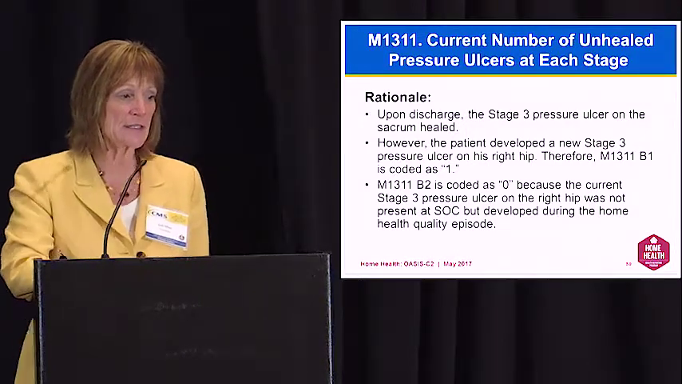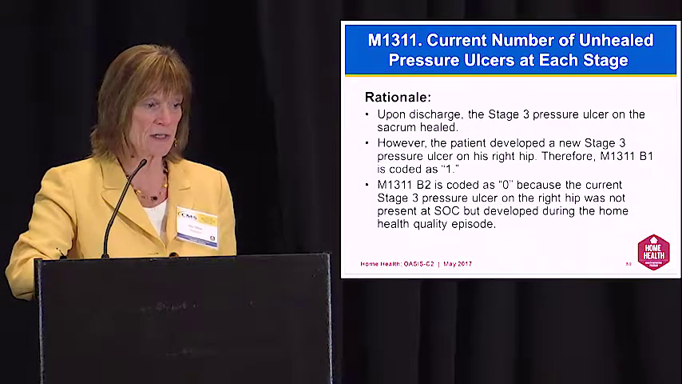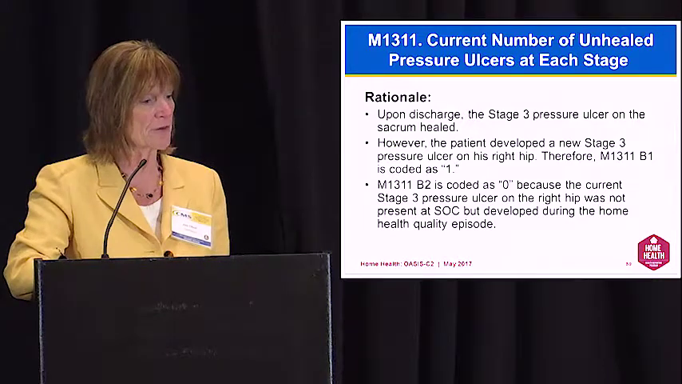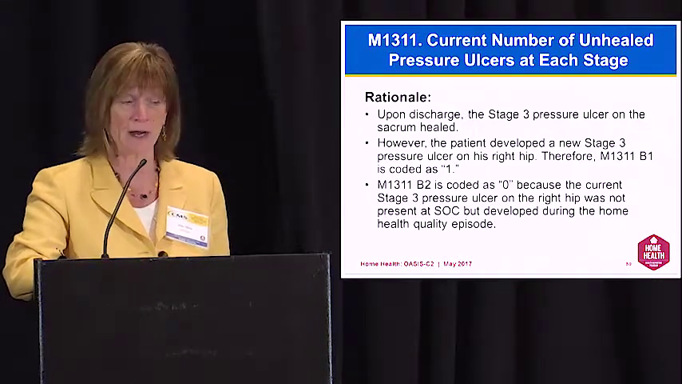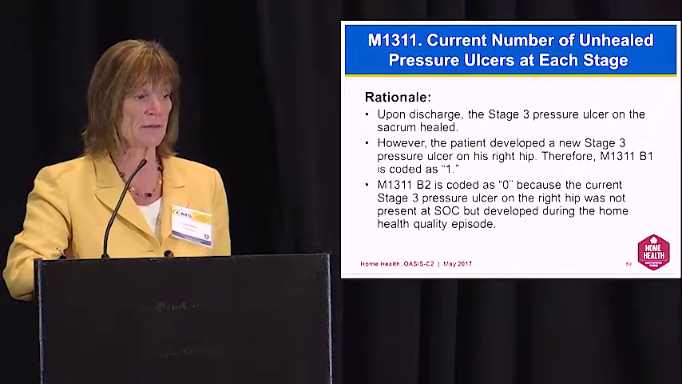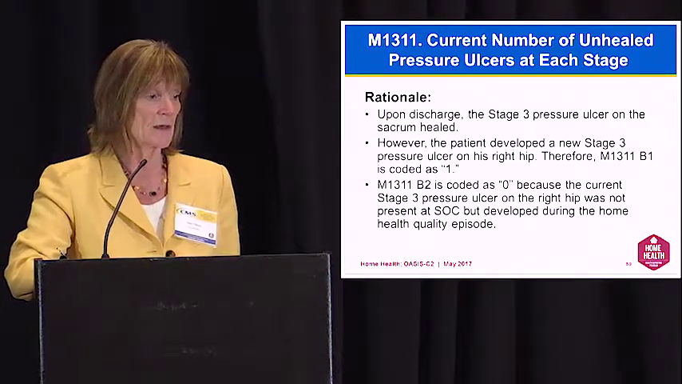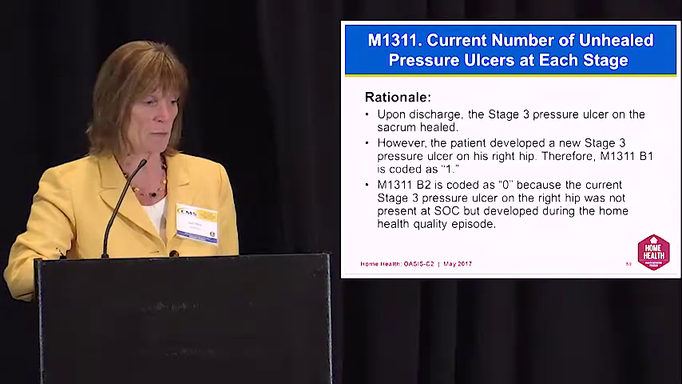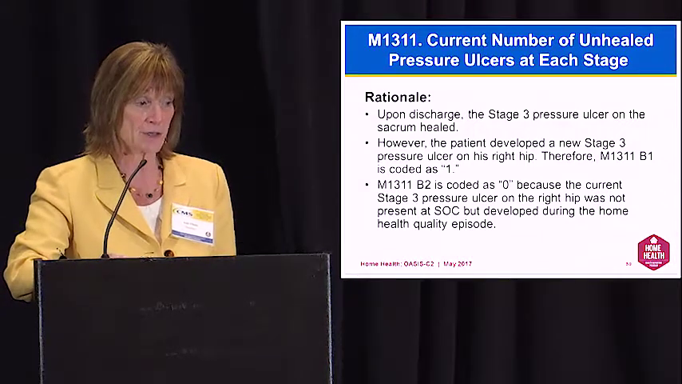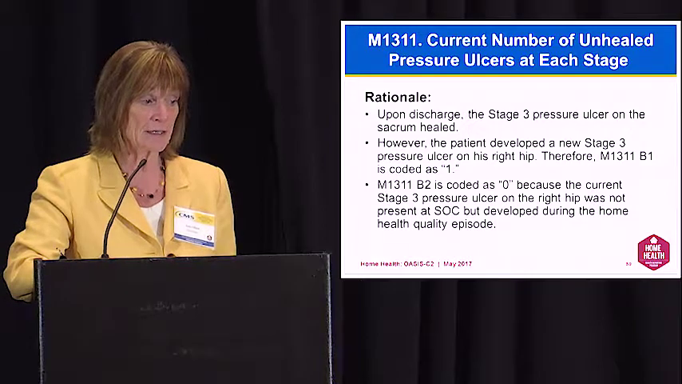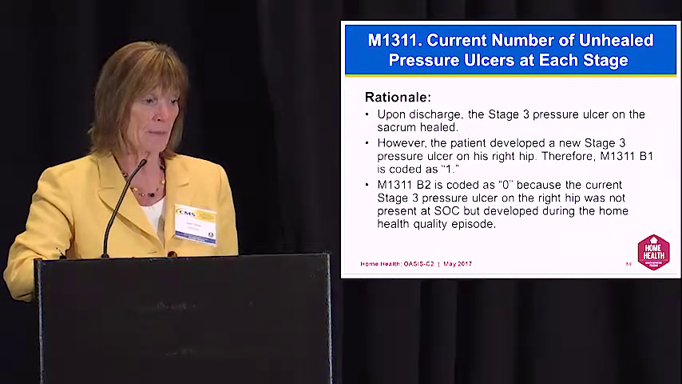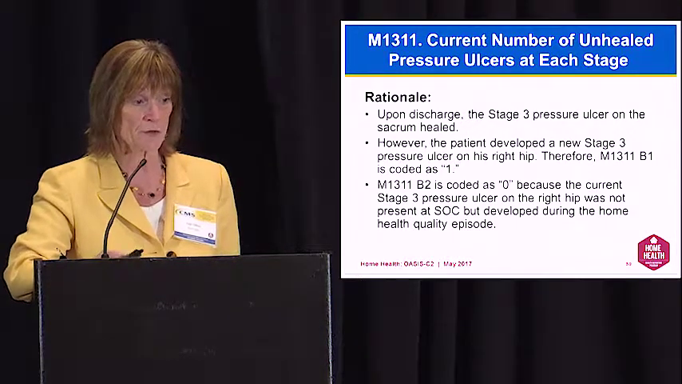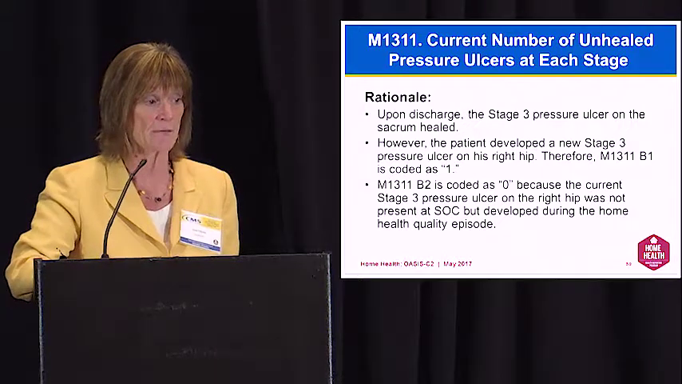And the rationale for this, upon discharge, the stage 3 pressure ulcer was healed on Mr. B's sacrum, but the patient had developed a new stage 3 pressure ulcer on his right hip, and therefore M1311B1 was coded as 1. M1311B2 is coded as 0 because the current stage 3 pressure ulcer on the right hip was not present at the start of care, but developed during the home health quality episode. So that's why it was 1 for 1311B1, but 0 for 1311B2.